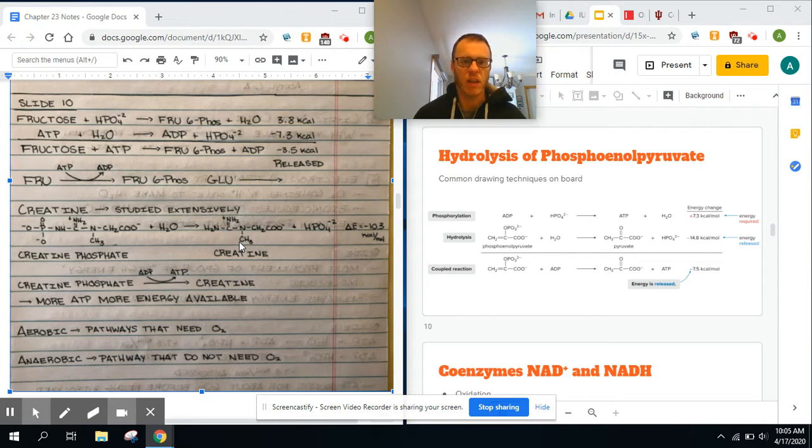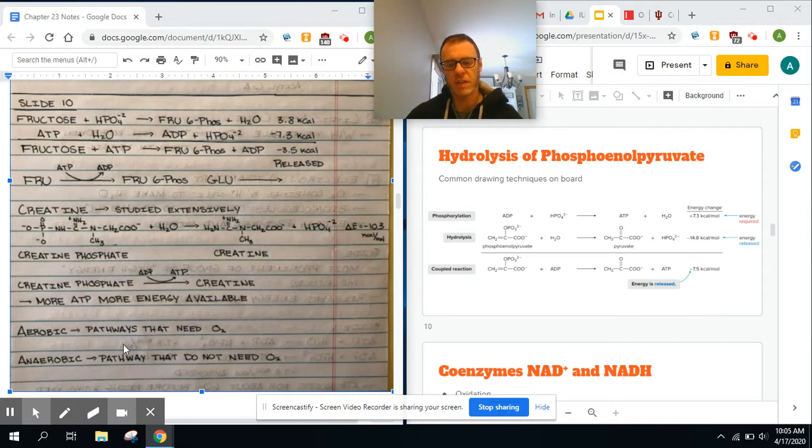Creatine has been studied like hugely. Creatine phosphate's right here. When you get water, you get creatine and this phosphate, and that releases quite a bit of energy. And so creatine phosphate, you get ADP, and you generate ATP, you get creatine. There's more ATP. More ATP means more energy. And so when you start talking about people that take creatine, what they're doing is they're trying to generate more ATP, which is going to free up energy for their muscles.